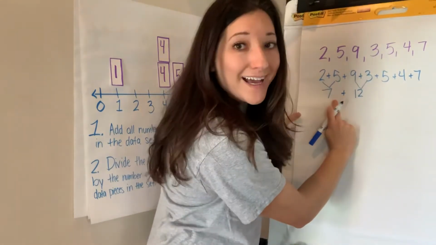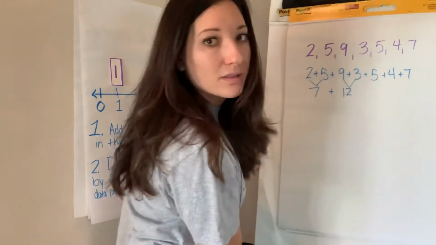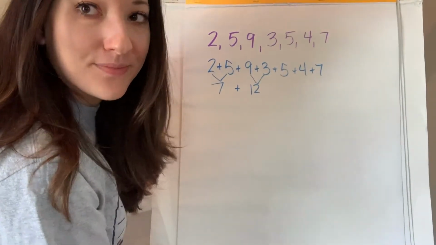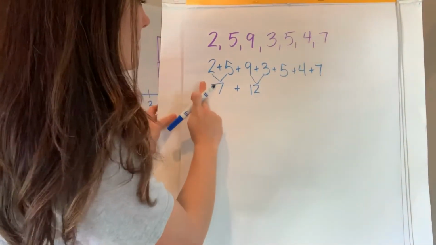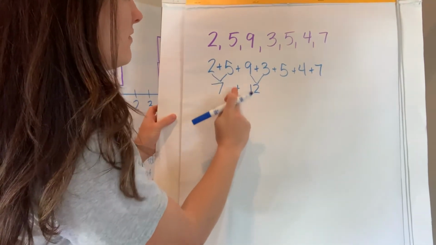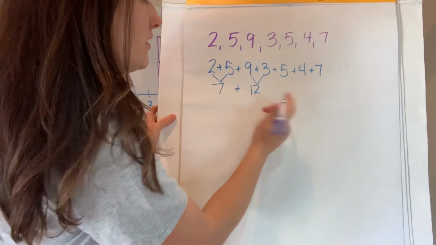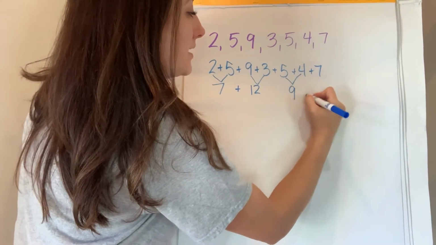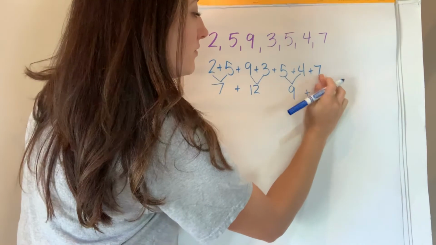And then I still need to add these together in a minute. I might move closer to you so you can see. Can you see? All right, so I've added 2 and 5 to get 7. I've added 9 and 3 to get 12. 5 and 4, when you add them together, are 9. And then we've got a 7 left over.